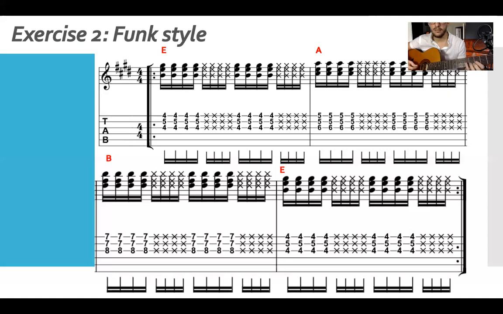Okay, then the second bar with A right here is going to be 1, 2, 3, and. Okay, then the third bar is going to be the B chord like this. 1, 2, 3, and. And then finally we go back to E, the first E here.